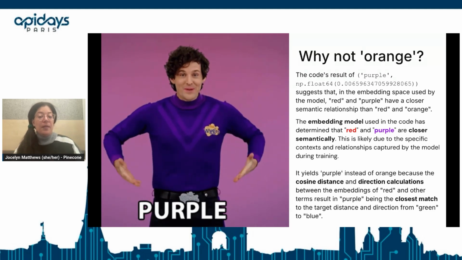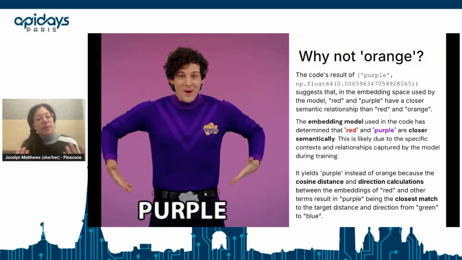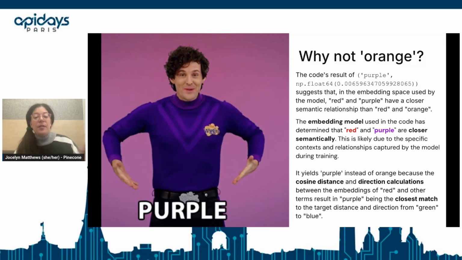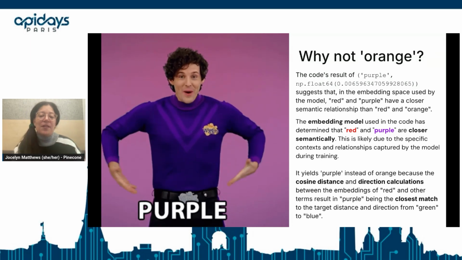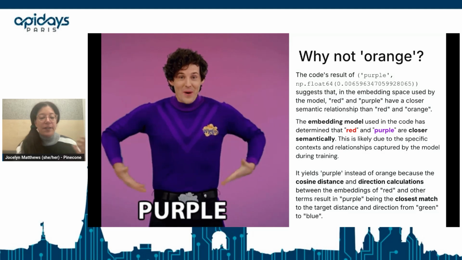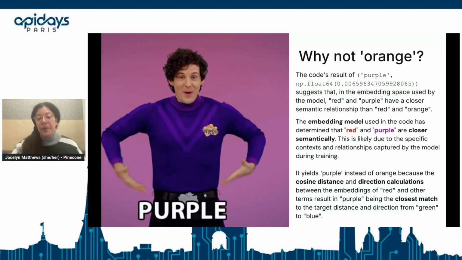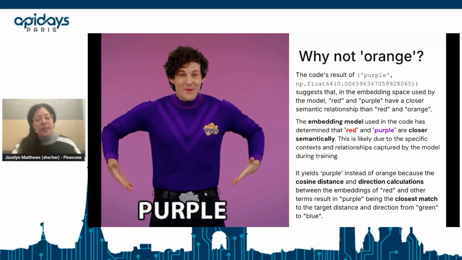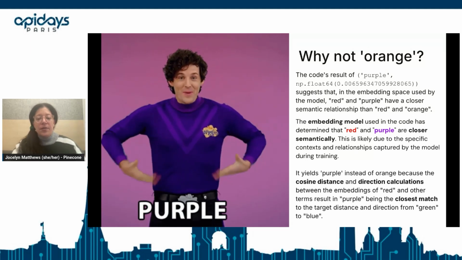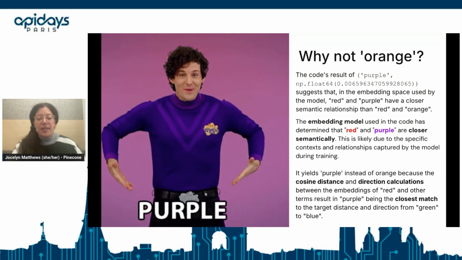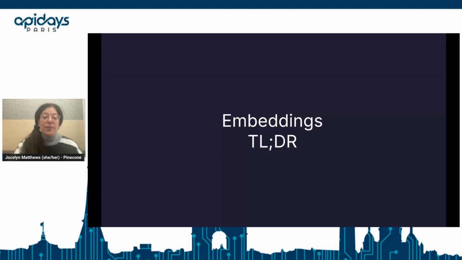It's just less common. If you think about in terms of power, red and purple are spoken about together in terms of being power colors more frequently than red and orange. Red is the color of a power suit. Purple is the color of royalty. Orange is not a power color that I'm aware of, or at least it's not common. So what's happening is that it's yielding purple because the cosine distance and the direction calculations are resulting in purple being the closest match.